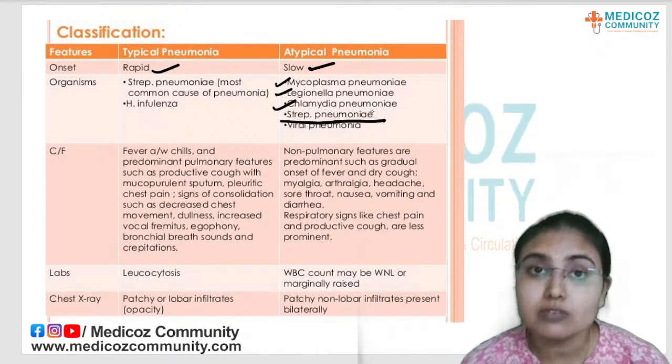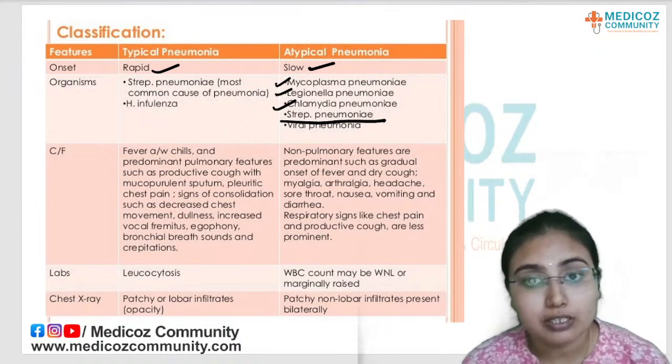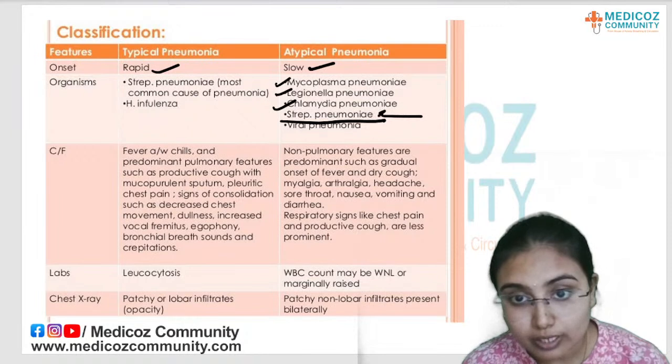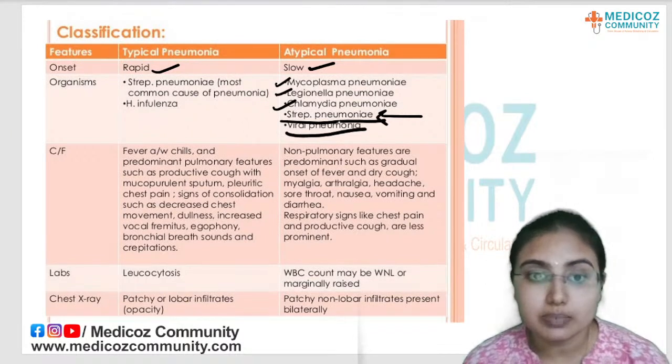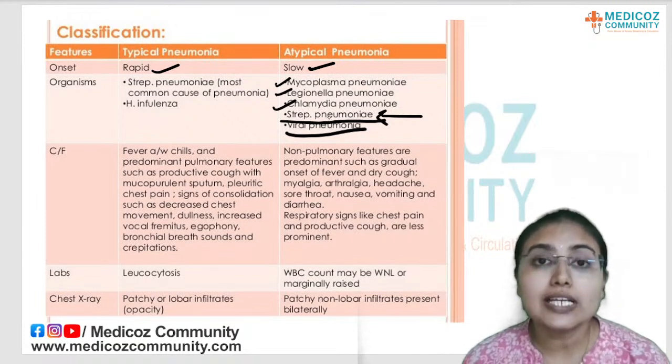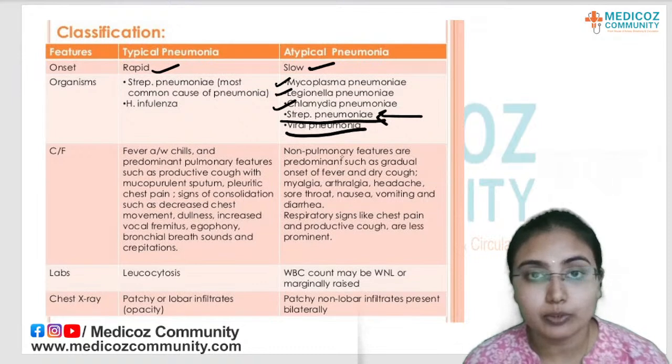This was also a question where they asked which organism can cause both typical and atypical. So you should remember strep pneumonia in that. Alright. And of course, viral pneumonia comes under atypical pneumonia. So the clinical features of atypical pneumonia are very different from your typical pneumonia.